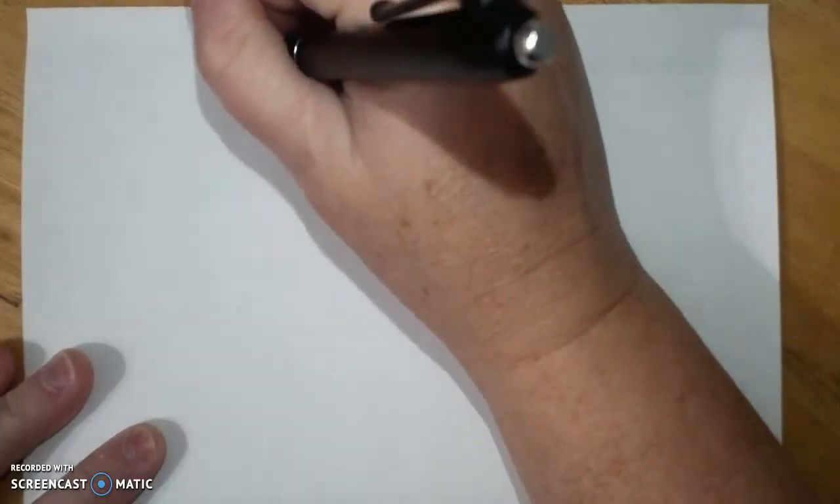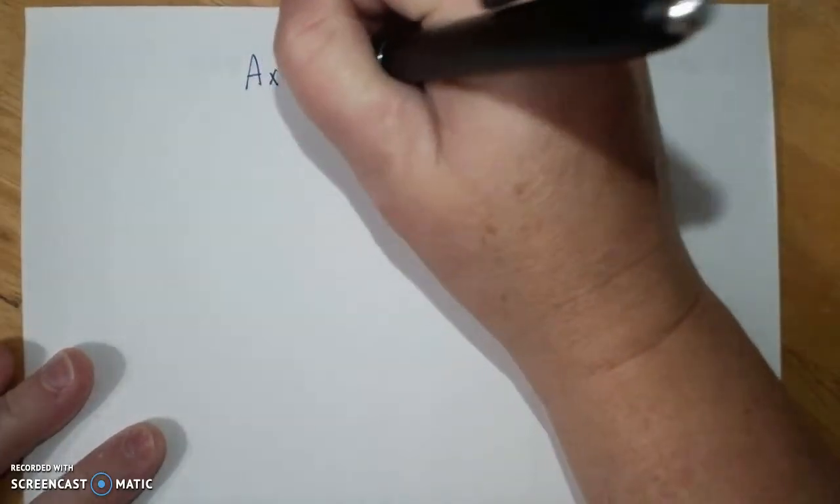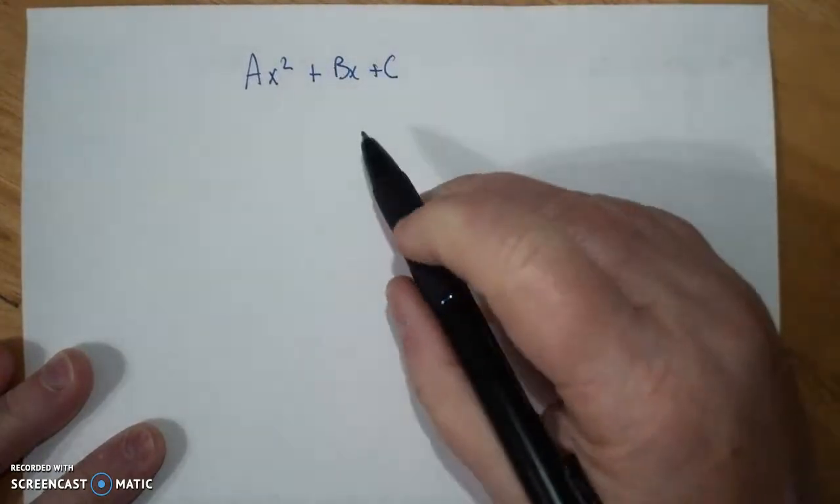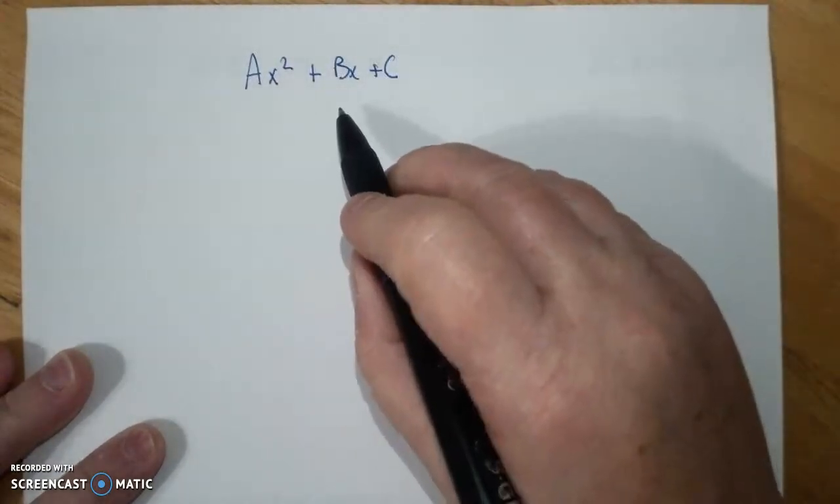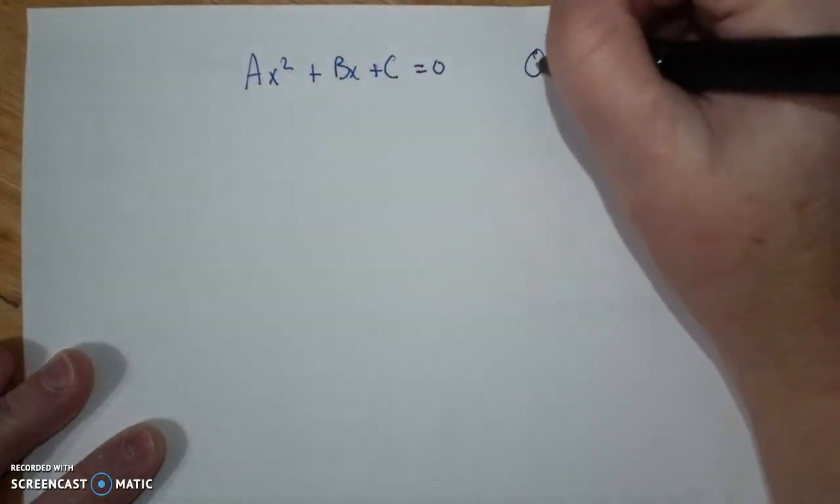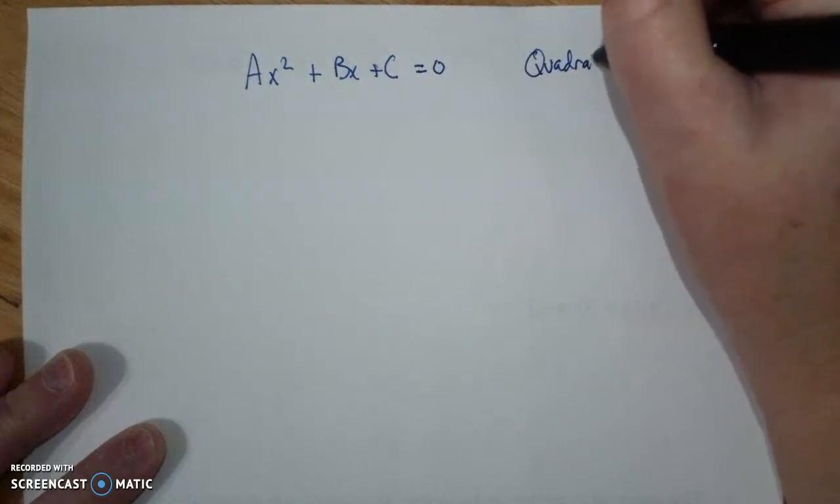We're starting Unit 13, and it's quadratic equations. All of 11 and all of 12 was helping you to get to 13. So I'm going to say ax squared plus bx plus c is what you have been factoring. When you set that equal to 0, that is considered a quadratic equation.